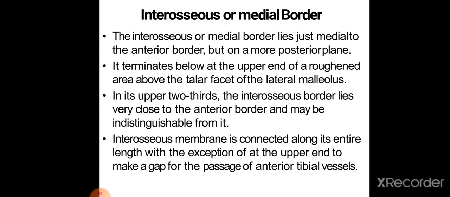Now the interosseous or medial border. The interosseous or medial border lies just medial to the anterior border, but on a more posterior plane. It terminates below at the upper end of a roughened area above the talar facet of the lateral malleolus. In its upper 2/3, the interosseous border lies very close to the anterior border and may be indistinguishable from it. The interosseous membrane is connected along its entire length with the exception at the upper end, to make a gap for the passage of anterior tibial vessels.